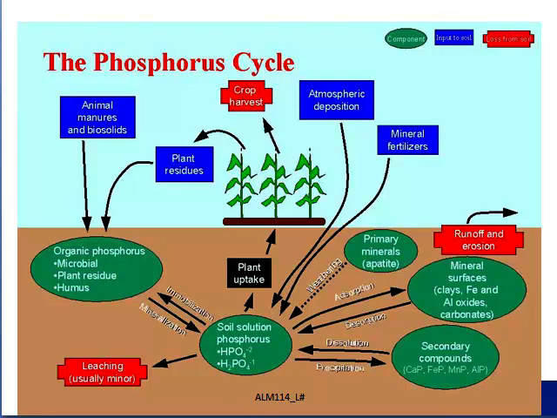Phosphorus can exist in the soil as phosphate, HPO4, or dihydrogen orthophosphate, H2PO4. It can also exist as sorbed phosphorus, organic phosphorus, or in phosphorus minerals. Phosphate is the only form that plants can take up, yet in most agricultural soils, as stated before, there is less than 1 mg per litre. This represents less than 1% of the total soil phosphorus.